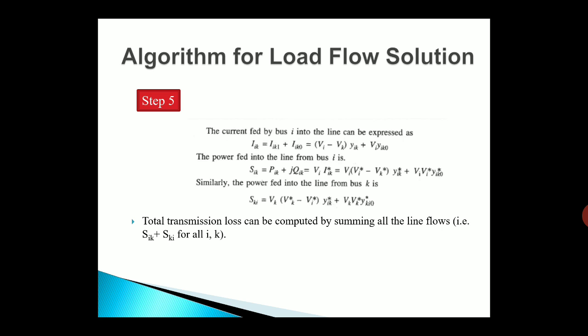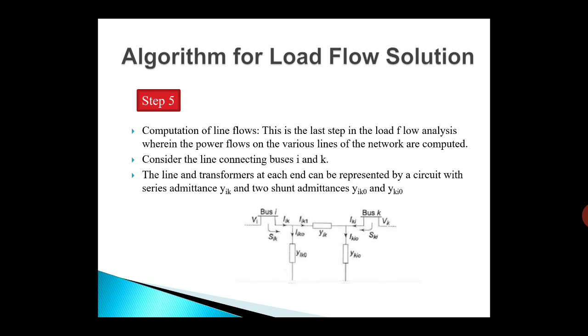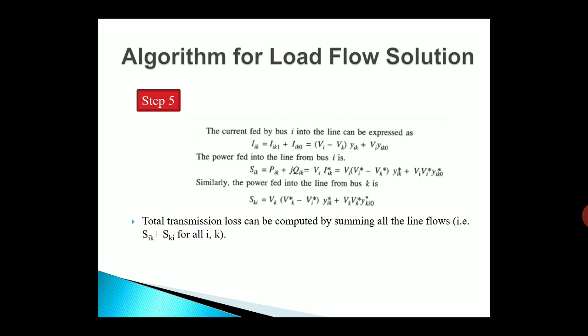So when you see Sik and when you see Ski, there should be some losses. Okay, that loss, so the power that is going out from Sik is not reaching S voltage at the bus K. Some of it is lost. So that is how we are going to find out the loss of power.